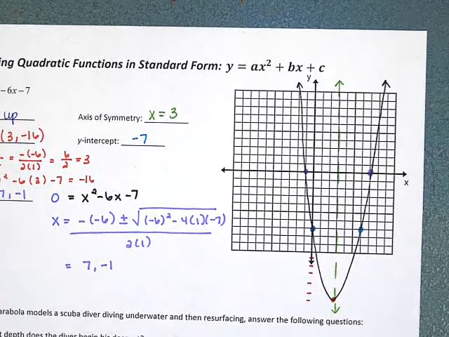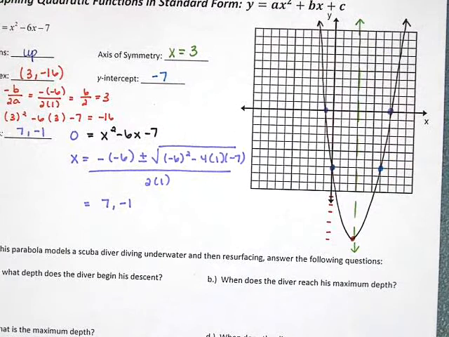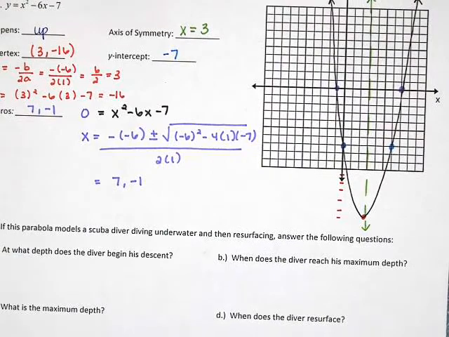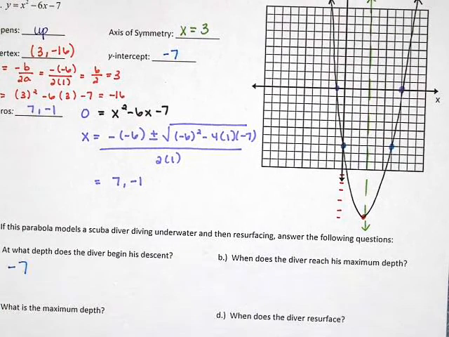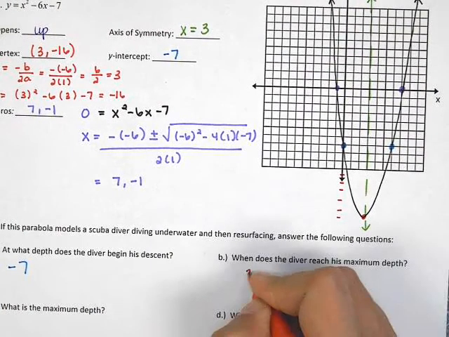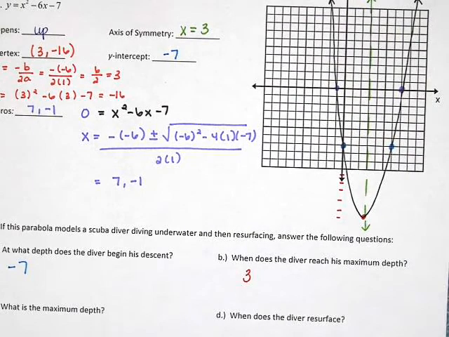Now in the next example, it says, if this parabola models a scuba diver diving underwater and then resurfacing, answer these questions. At what depth does the scuba diver begin his descent? So now we're talking about the y-intercept, which would be -7. When does the diver reach his maximum depth? So now we're talking about the vertex, so I would say after 3 minutes or seconds or whatever.